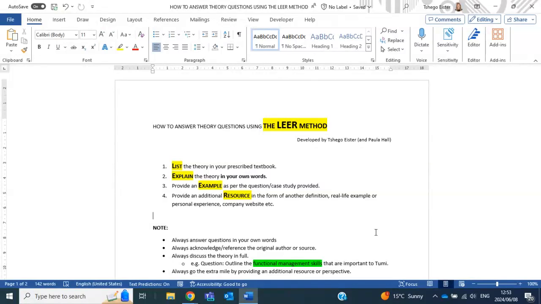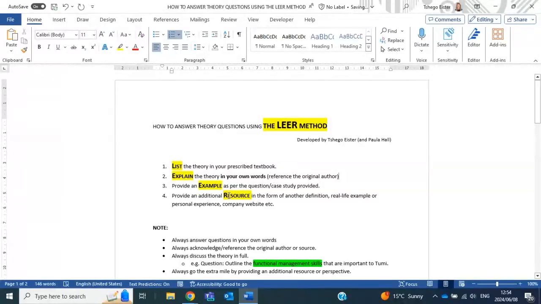So when you answer a theory question, there are 4 steps that I call the LEER method. The first thing that you have to do is list the theory in your prescribed textbook. And then you have to explain that theory in your own words. Remember though that these are the answers that you will get from the textbook, and therefore you will have to reference the original author or the original source of the information.